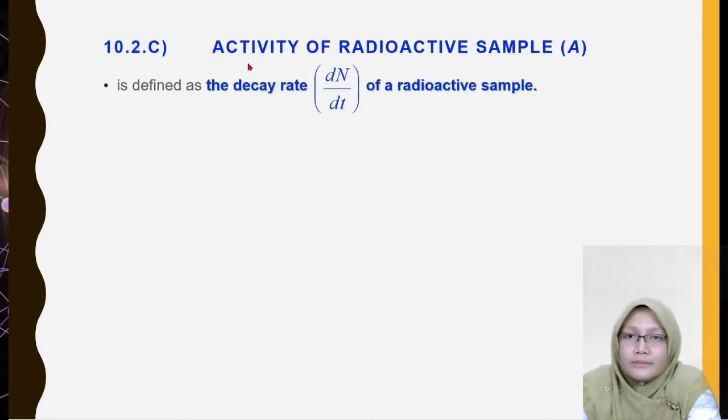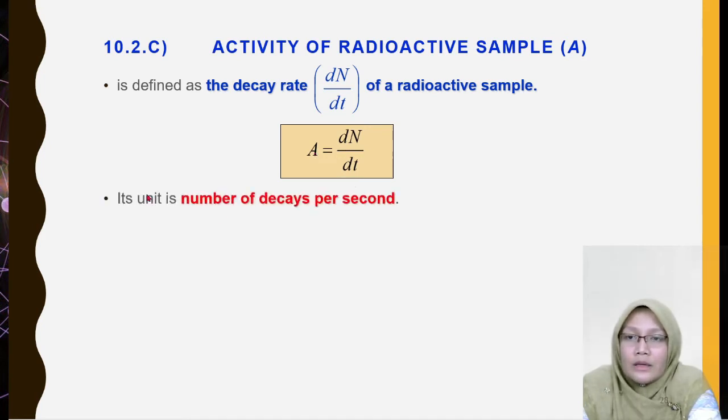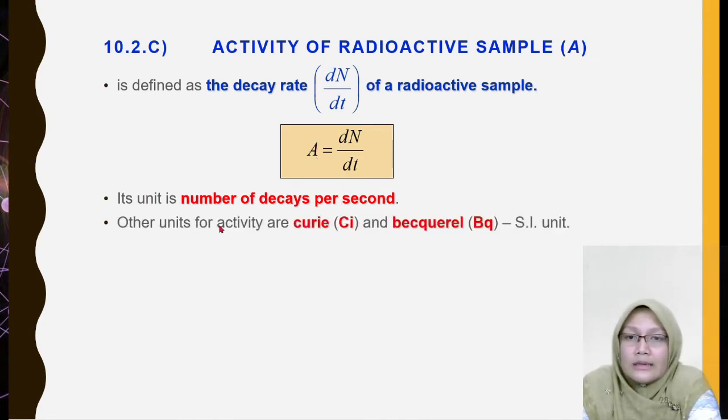Okay, activity. Activity of radioactive sample A is defined as the decay rate dN per dt of a radioactive sample. So A equal to dN per dt. Its unit is number of decay per second. Decay per second ni adalah unit untuk activity, atau lain nama dia adalah becquerel. Ada unit Curie and becquerel. Becquerel ni more kepada number of decay per second lah, SI unit.